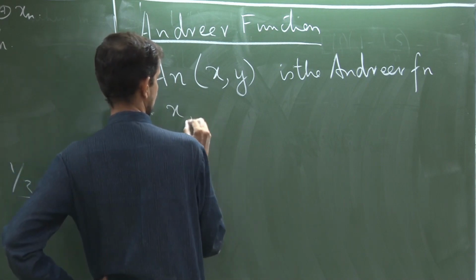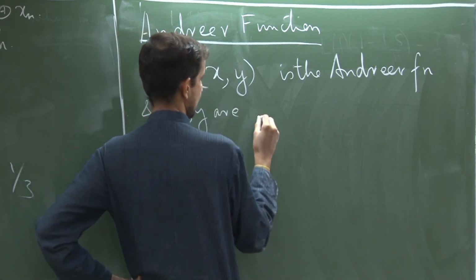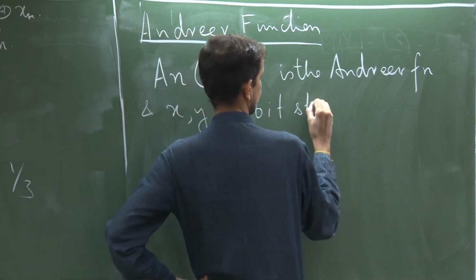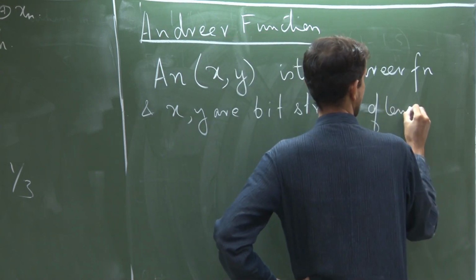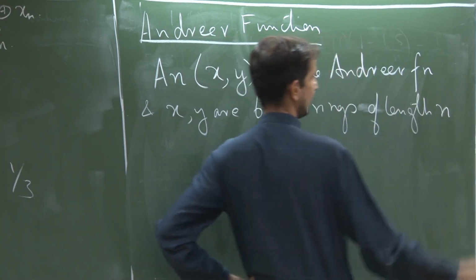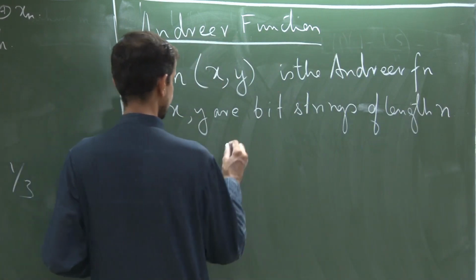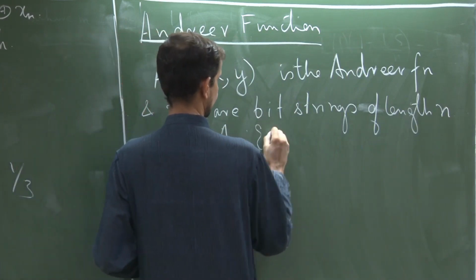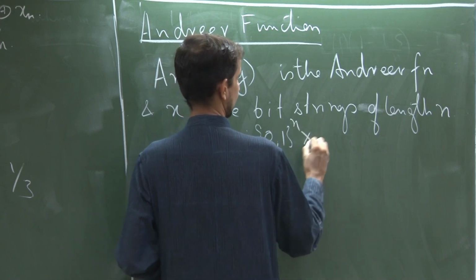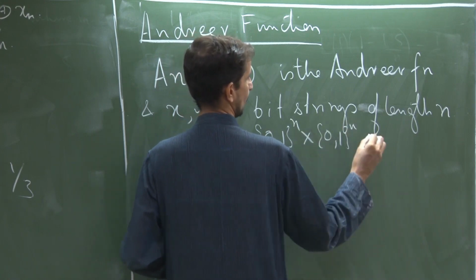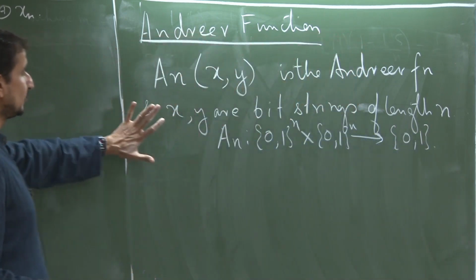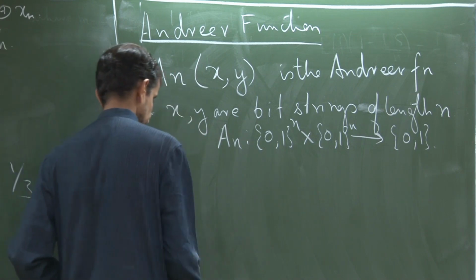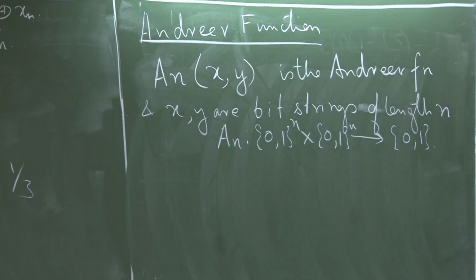And x comma y are bit strings of length n. So, you can think of this function as being a map from {0,1}^n cross {0,1}^n, and it would output a single bit. So, this is not exactly a Boolean function, but we will see what we can do over here. So, how is this function defined?